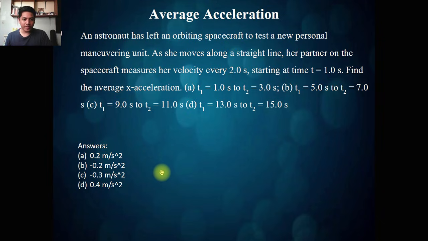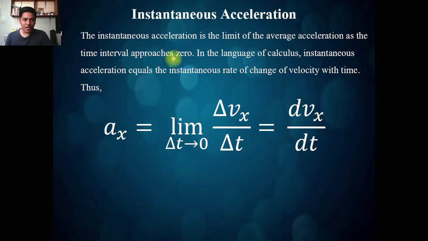Now, if you get a negative acceleration, that does not mean that the object is always slowing down. That is false. Okay, that is false. So, whenever we get a negative value of an average acceleration, it does not always indicate that the object is slowing down. Okay, so moving on, we have an instantaneous acceleration.